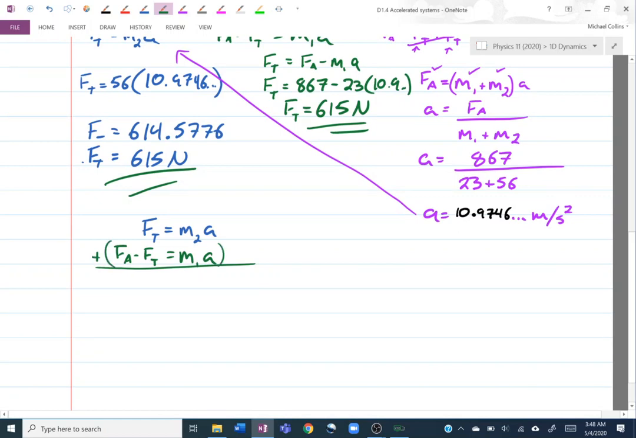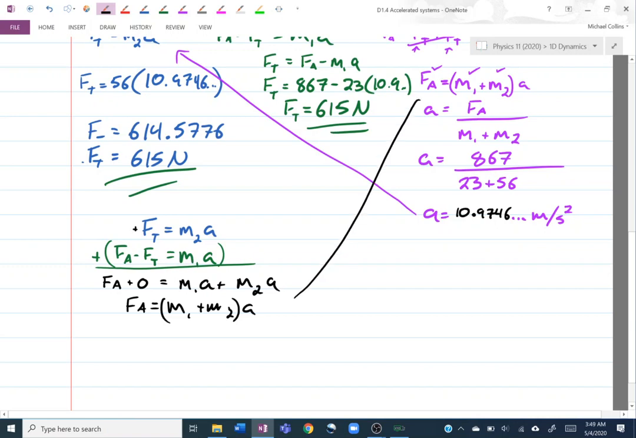So I can add the left-hand sides together, and I can add the right-hand sides together. If I do that, I've got my Fa, I've got a positive Ft and a negative Ft, so that's a 0. And I've got an M1A plus M2A. If I factor the M1 and M2 out, I get M1 plus M2 times A, and you'll notice how that is exactly the same as what I ended up with in the purple up there. So they are two different ways of doing the exact same thing.